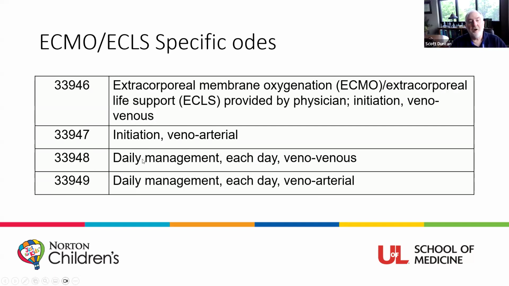You get an add-on code for daily management. So these are going to be billed as a 99469 subsequent critical care, plus, in this scenario, on a veno-venous circuit, you get this code as an add-on code. This adds additional RVUs. It creates additional payment for the practice.